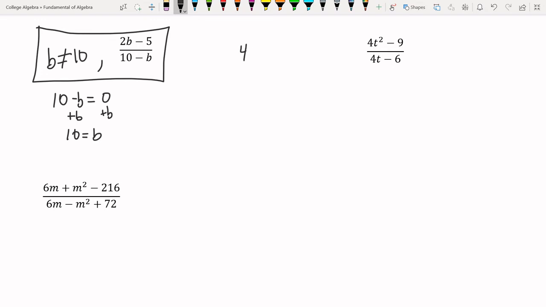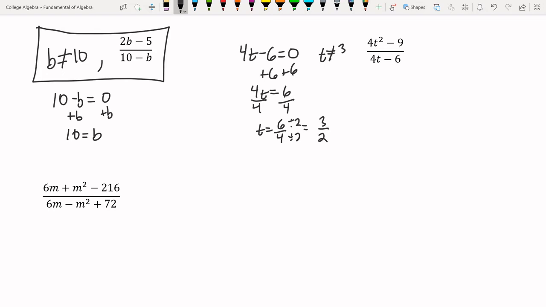4t minus 6. First step, let's set this equal to 0 and solve for t. I'm going to add 6 to both sides and then divide by 4. And reducing by 2, we get 3 over 2. So we know that t cannot equal 3 over 2. Now we can simplify everything.